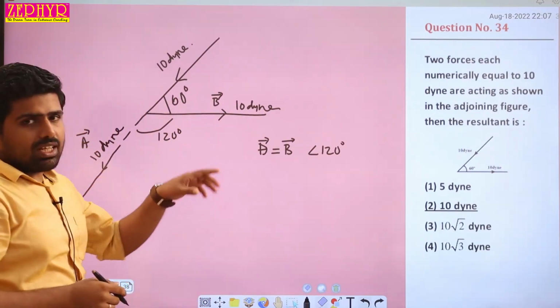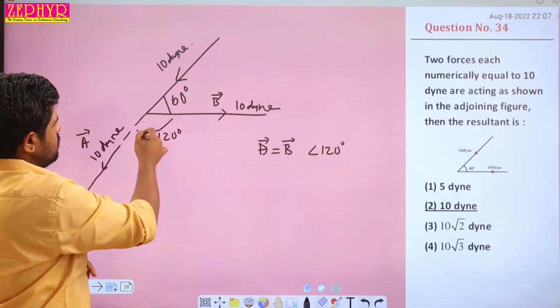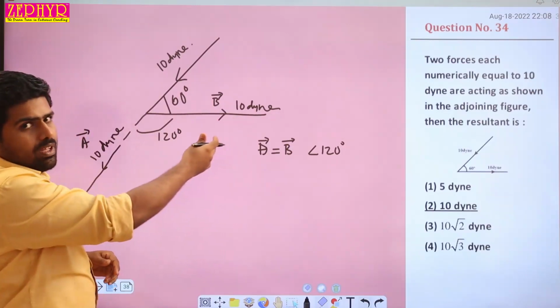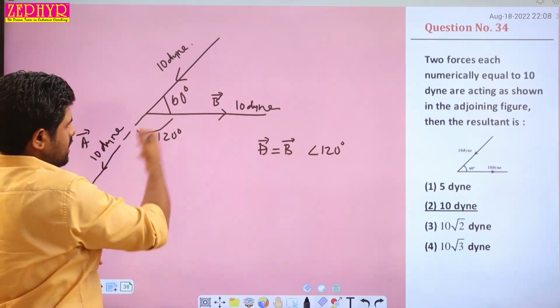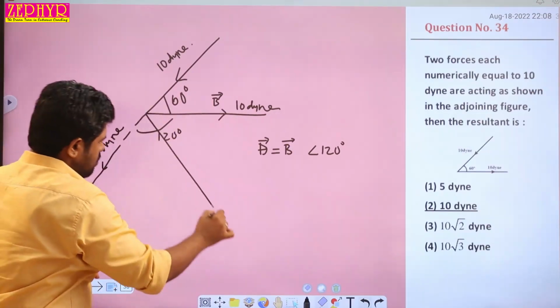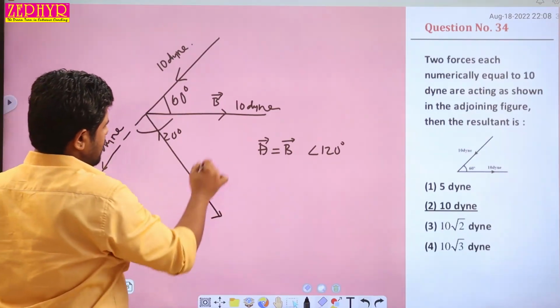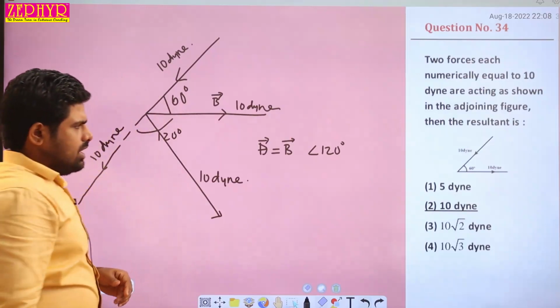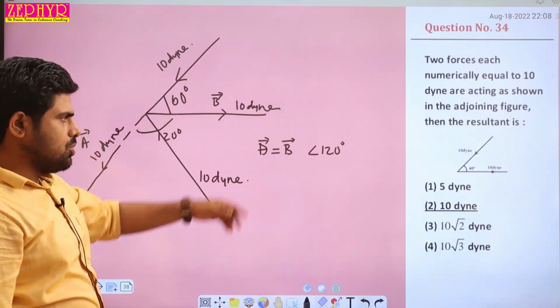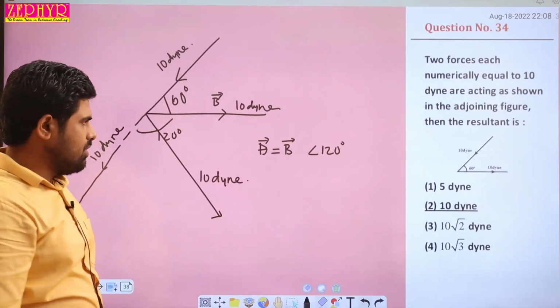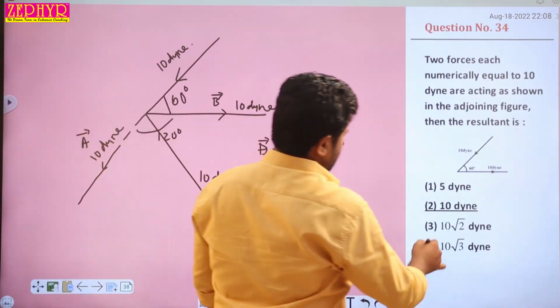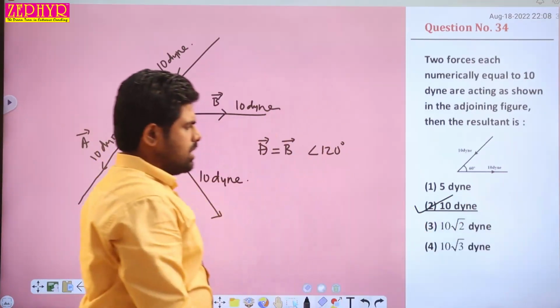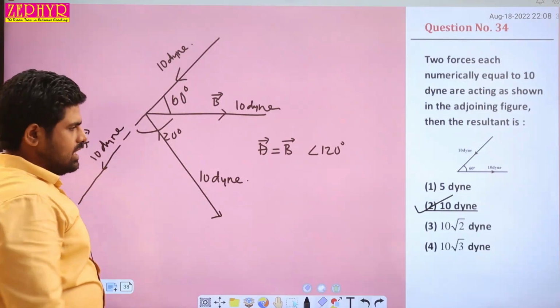Then the resultant should be equal to the A vector or B vector. That means this one is the resultant vector and it is equivalent to 10 dyne. See, this one is a condition related to the parallelogram law of vector addition. So here the correct option is 10 dyne, that is the right answer.